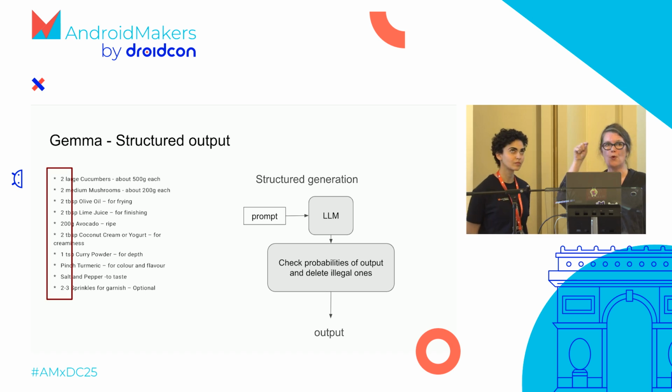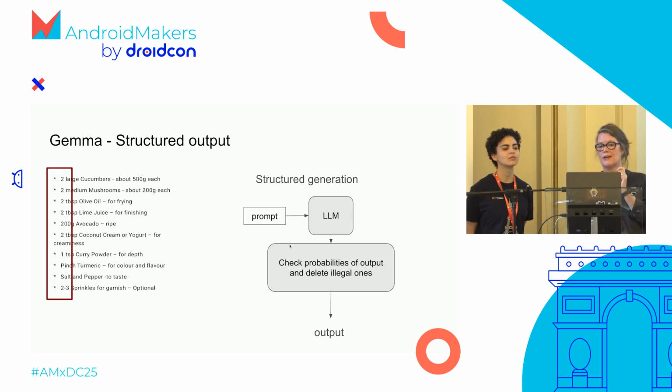What you do is, before you actually use the token, you look at the probabilities and the tokens, and you say, it's trying to put an illegal bracket in here. We just delete those probabilities out of the things that are coming back from the LLM, so that the output can never be wrong, because you're checking against your schema at this stage.